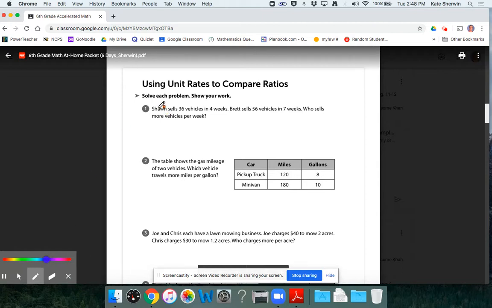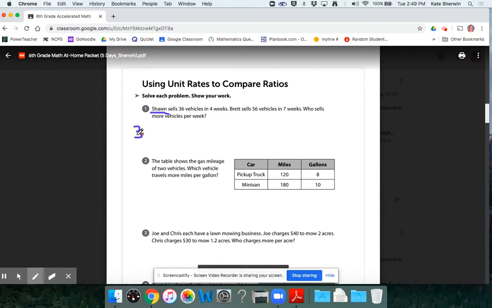So here we go. Number 1, it says Sean sells 36 vehicles in 4 weeks. Brett sells 56 in 7 weeks. Who sells more vehicles per week? So what you're going to have to do is figure out, based on this information, how many vehicles does Sean sell in 1 week? You're going to have to do the same over here for Brett and then compare the two and see who does sell more per week? So let's start with Sean first.